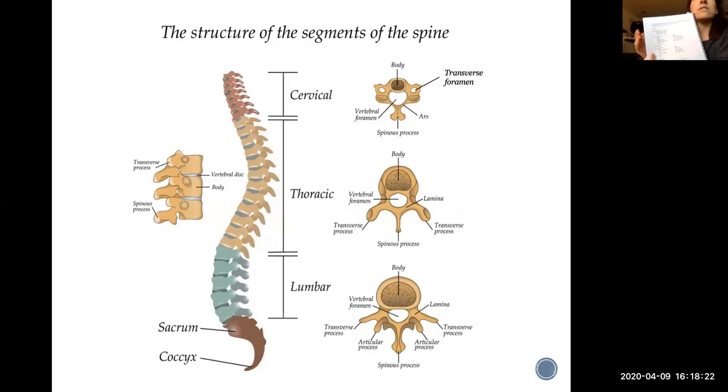So the pedicle, there is a distinction between a pedicle and a lamina, obviously, or they wouldn't name them two different things, but I'm not going to ask you to know it. Consider the lamina to be like the arms that are holding the body of the vertebra to the spinous process. Okay, so the lamina is going to be whatever's in between here and here and here and here.